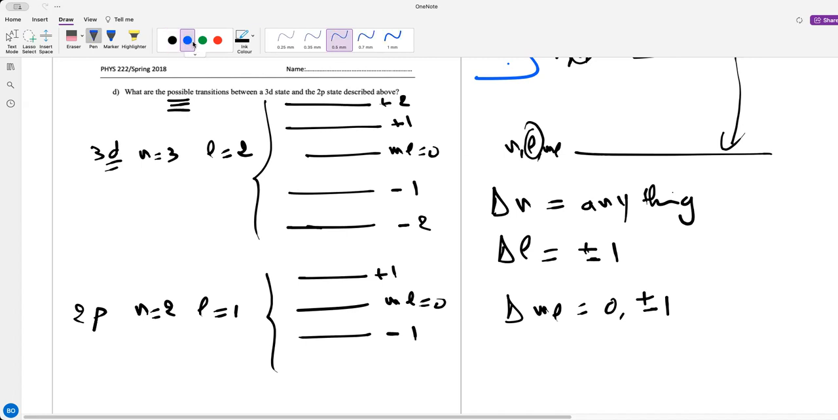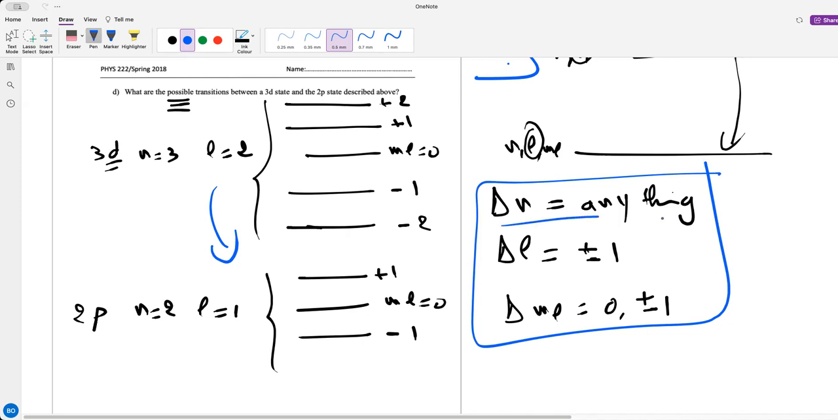So any transition from here to here must satisfy this. Well, for delta n, we don't care. It can be anything. Everything is allowed. However, now let's see one by one. This is how you should do it. From this to this is plus 2 minus 1, this gives you 1. So this is allowed.